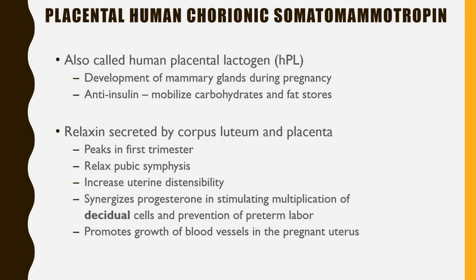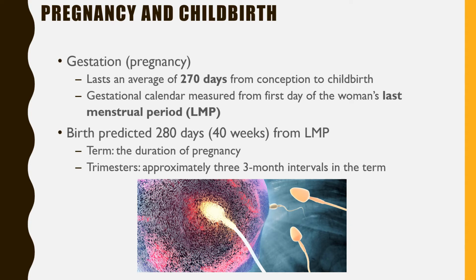Increases uterine distensibility, so it becomes more compliant. It synergizes with progesterone in stimulating multiplication of those decidual cells that contain a lot of glycogen, which is needed for energy purposes. And it promotes the growth of the blood vessels in the pregnant uterus as well. So that's a very brief introduction to fertilization, implantation, and the hormones involved in helping to maintain the pregnancy.